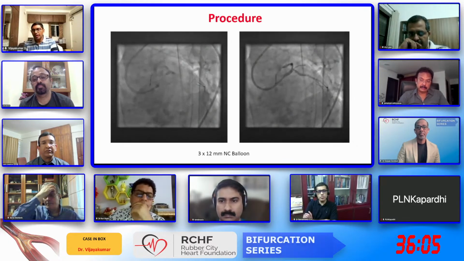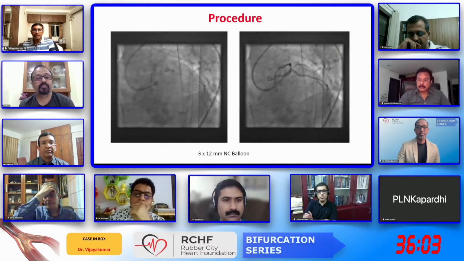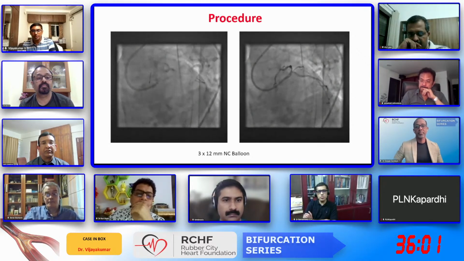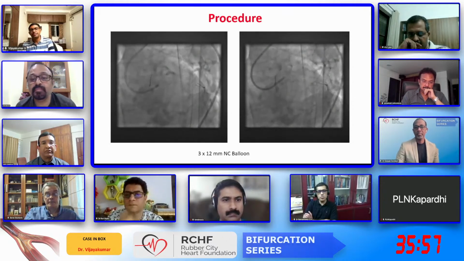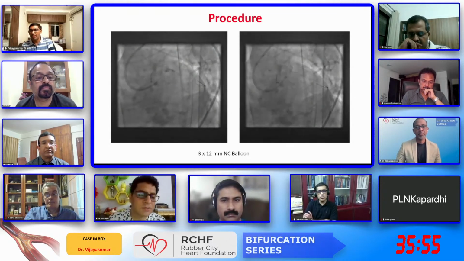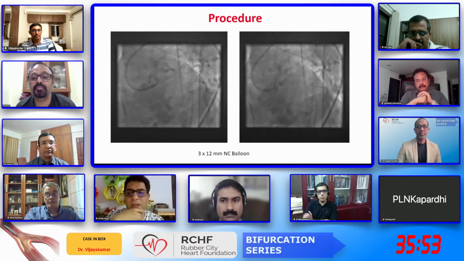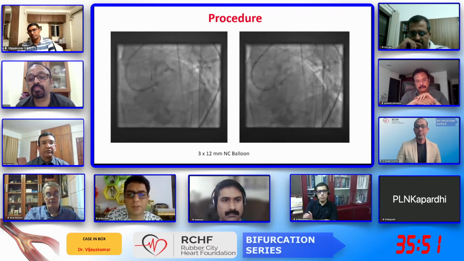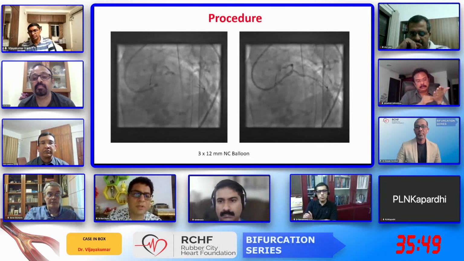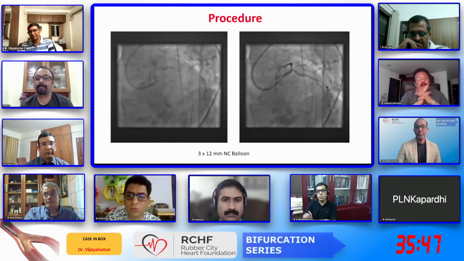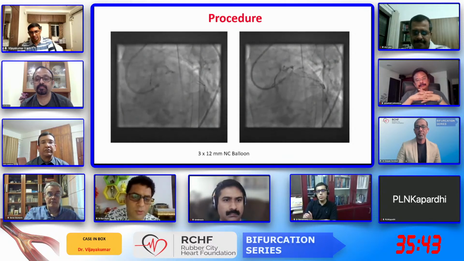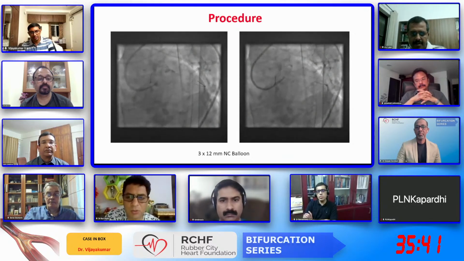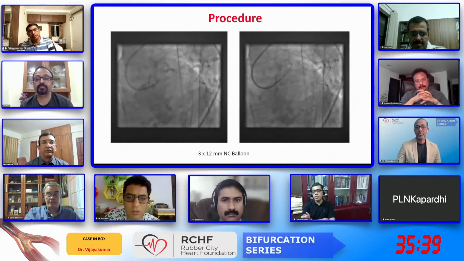As we already discussed, we went ahead with a 3.0 by 12 balloon here. Anybody wants to make a comment here? Yeah, there is a plaque shift to the LAD, I believe. Probably once you ballooned with the 2.0 by 15 balloon, were you able to manage any cutting balloon or scoring balloon before that? Or was it difficult?